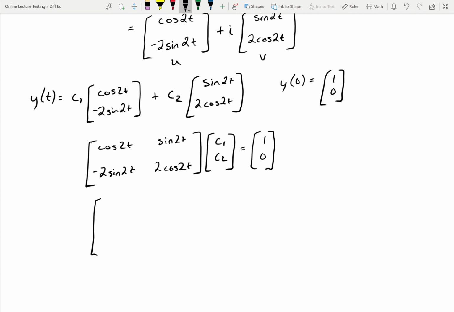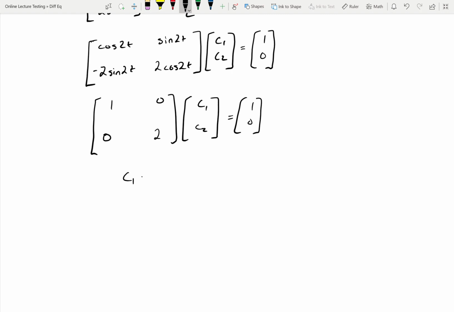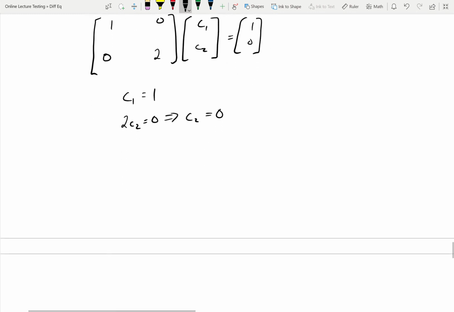Sorry, plugging in 0 for t, we're going to get (1, 0), (0, 2) multiplied by (C1, C2), which is equal to (1, 0). All right, so this means C1 is equal to 1, and 2C2 is equal to 0, which implies that C2 is equal to 0. Well, if that's the case, then our specific solution y of t is just (cosine of 2t, negative 2 sine of 2t).